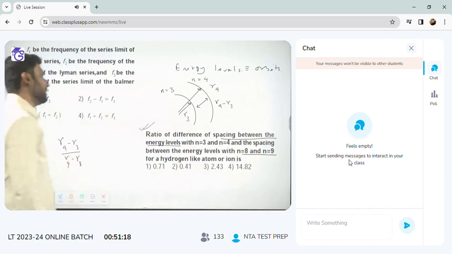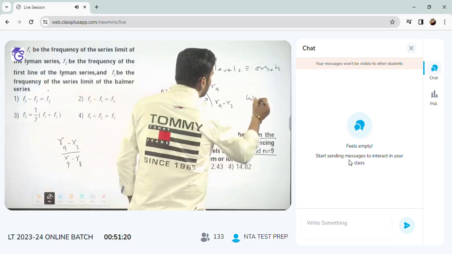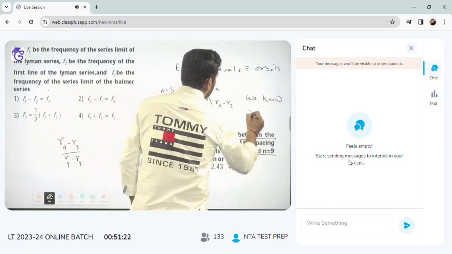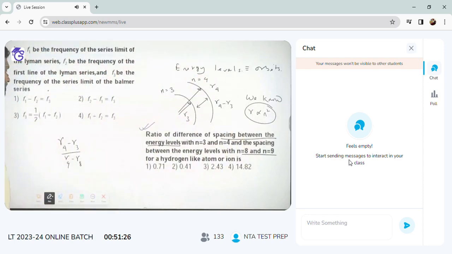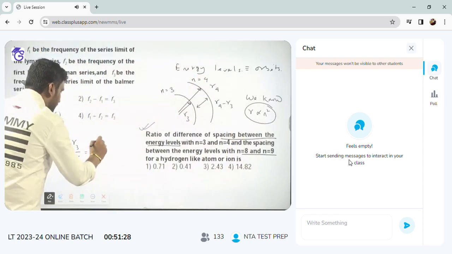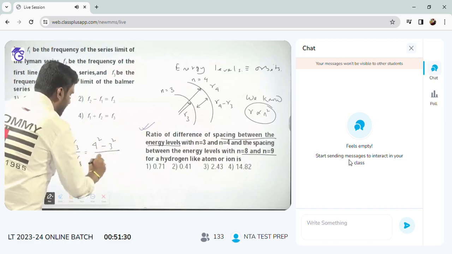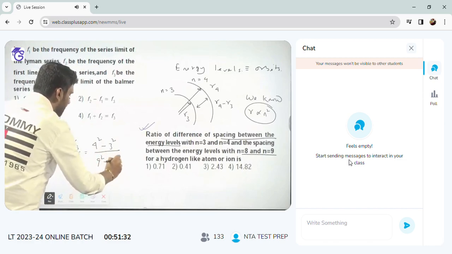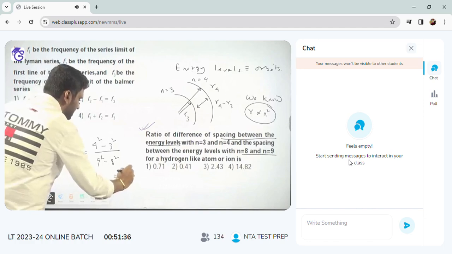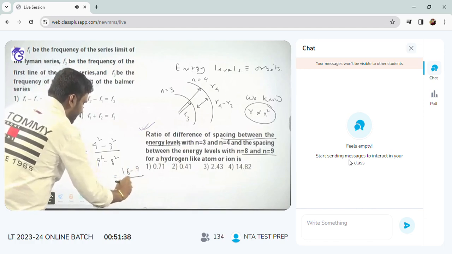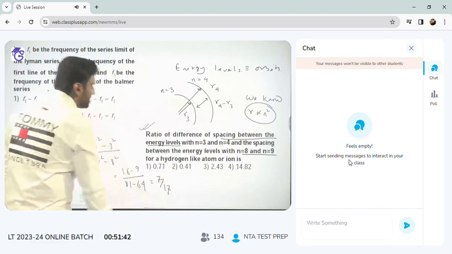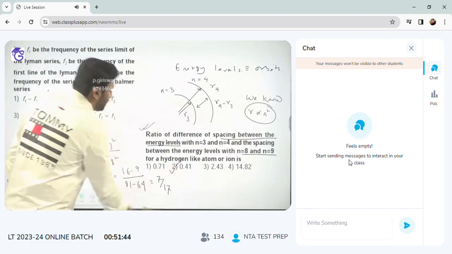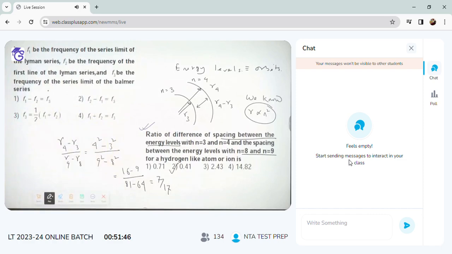All right. Do we know R is proportional to n square? We know, sir. Then this will become 4 square minus 3 square divided by 9 square minus 8 square. 16 minus 9 divided by 81 minus 64. So this is coming 7 by 17. 7 by 17 is approximately 0.41. Yes, option 2 is the correct answer. Good, Pavitra, Joel, well.